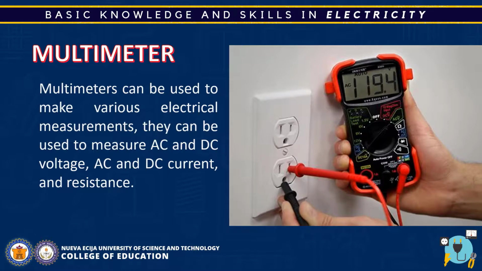Multimeter. Multimeters can be used to make various electrical measurements. They can be used to measure AC and DC voltage, AC and DC current, and resistance. It is known as a multimeter because it can do the functions of various meters such as voltmeter, ammeter, and ohmmeter. Multimeters can also be used to check continuity. Multimeters are of two types: analog and digital multimeters.